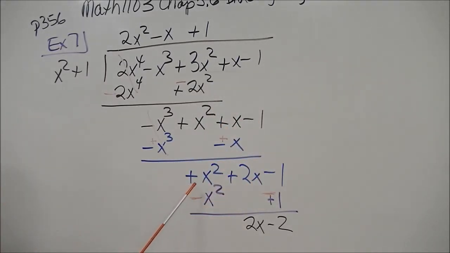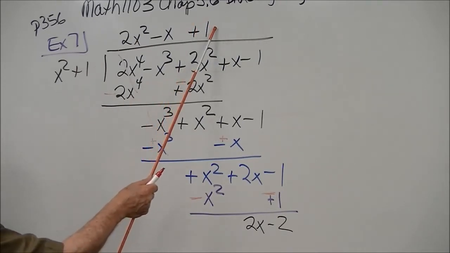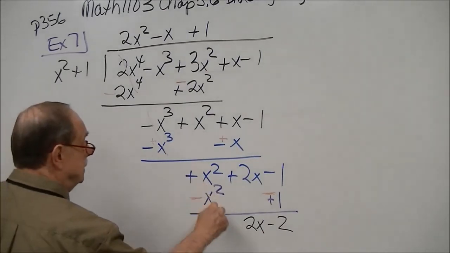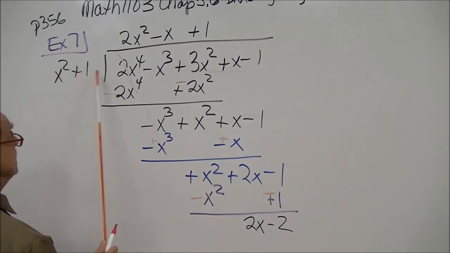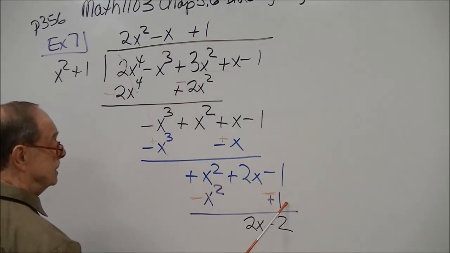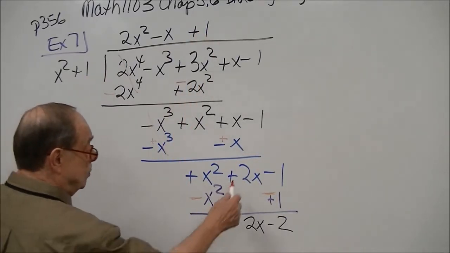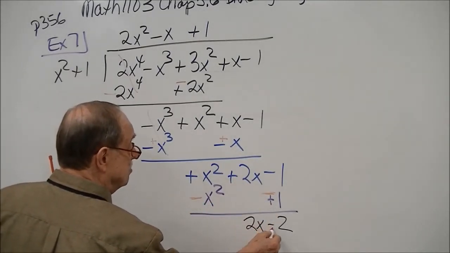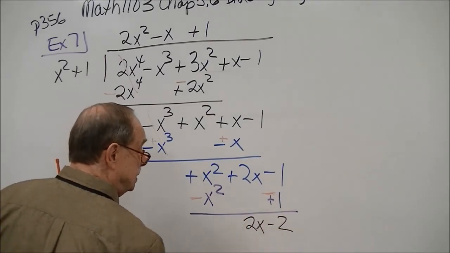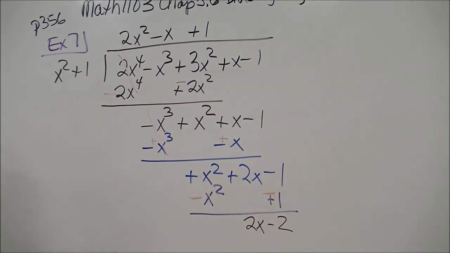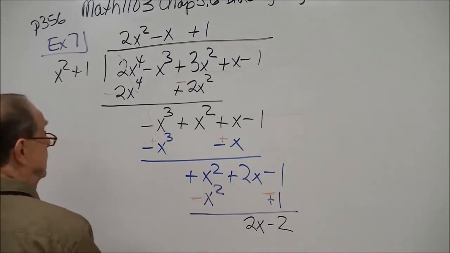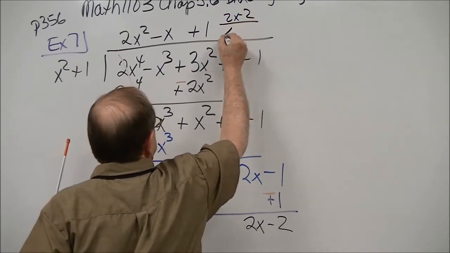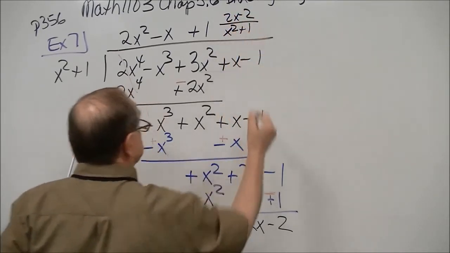So, x squared divided by x squared is 1. So this times this is that. I change the signs. These are going to cancel out. A positive 1 times a positive 1 is a positive 1. And what I'm left with then, when I change the signs, is 2x minus a negative 1. A negative 1 gives me a negative 2. So my final answer is 2x minus 2 over x squared plus 1.